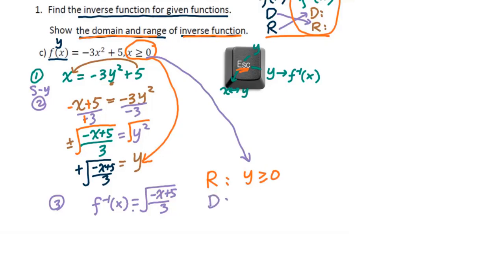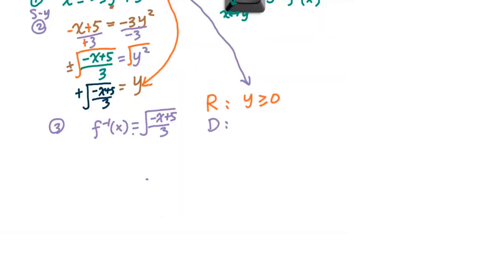So how do you get the domain for this inverse function? The inverse function is a square root function. For the domain, the radicand must be greater than or equal to 0. Therefore, we solve this inequality. We multiply by 3 on both sides. Since we multiply by a positive, the symbol stays. You get negative x plus 5 greater than or equal to 0.